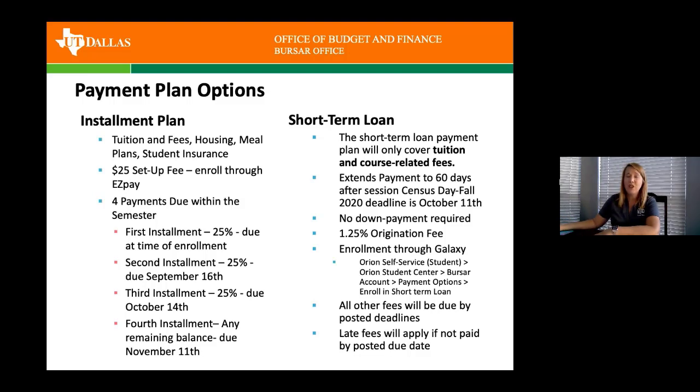It does not cover the student insurance or any other fees on your account, so those still would be due by the payment deadline, and we usually use the financial aid deadline for that one. So August the 27th would be the deadline for the other fees, like the student insurance, housing, or meal plan. You can go ahead and move on to the next slide.